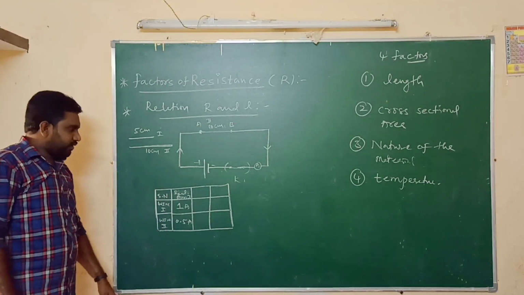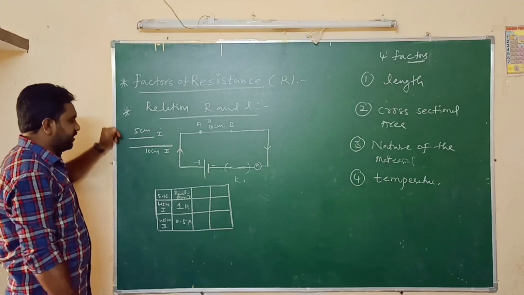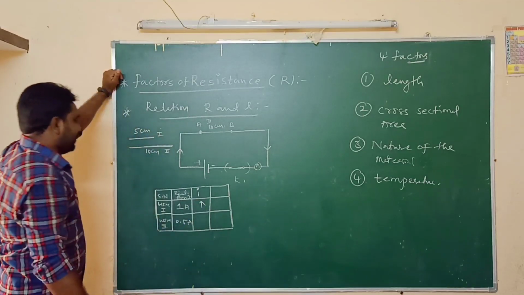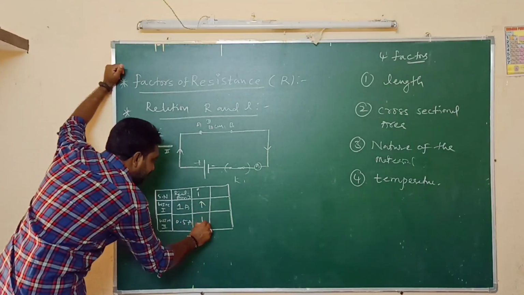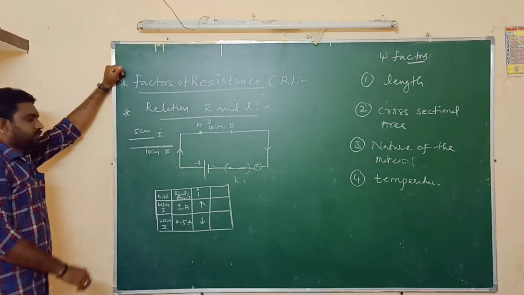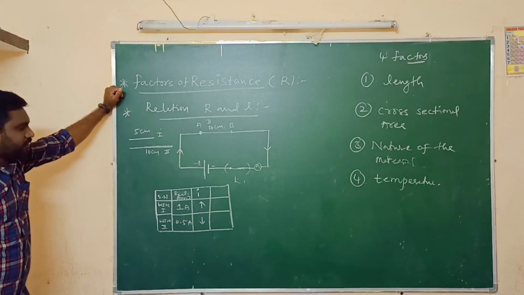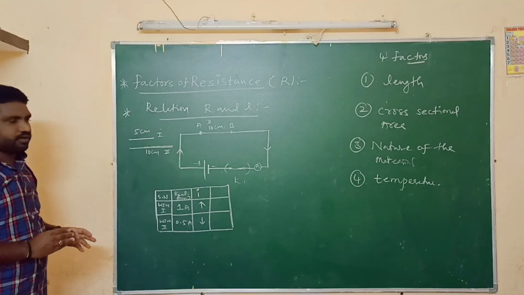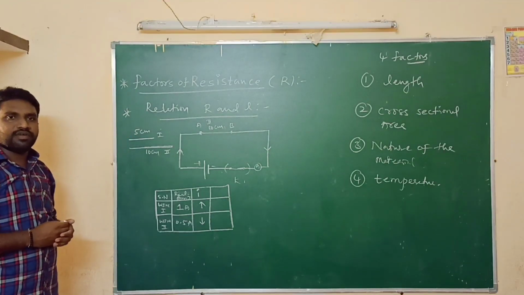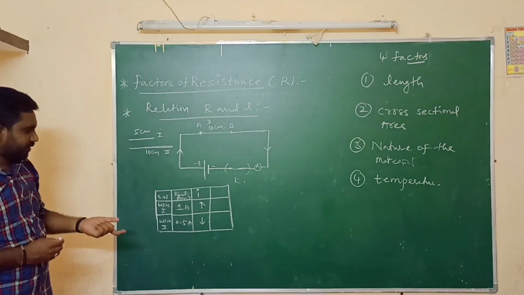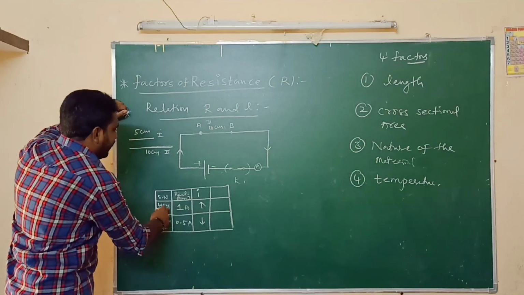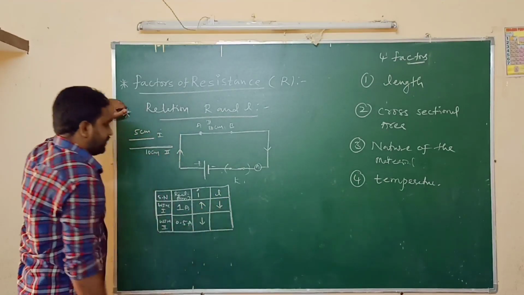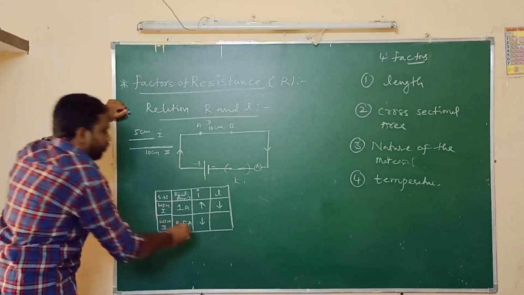What we observe here is that in case of 5 centimeters length, current is more. In case of 10 centimeters, current is decreased. Why is the current decreasing here? We are using the same wire, and the cross sectional area and thickness are also the same. What is the difference between the two wires? Only length. In case of wire 1, length is less, and in case of the second wire, length is more.